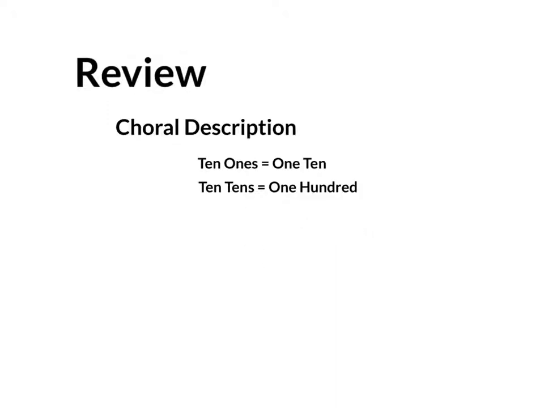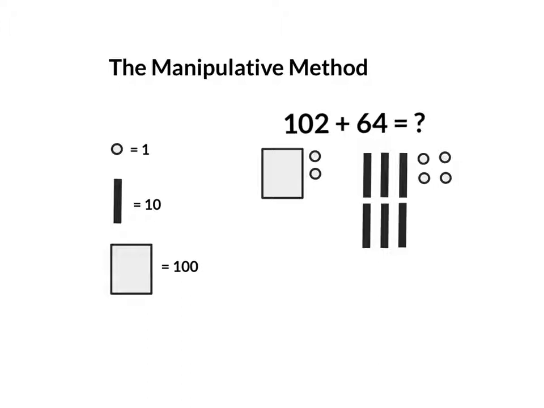Next is the choral description. This is verbalizing that 10 ones equals 1 ten, because if you count it up, 1, 2, 3, 4, 5, 6, 7, 8, 9, 10, 10 of those ones is equal to 1 ten. And just like the ones, 10 tens are equal to 100, because if you count it up again, you get 10, 20, 30, 40, 50, 60, 70, 80, 90, 100. So let's move on to the actual lesson.